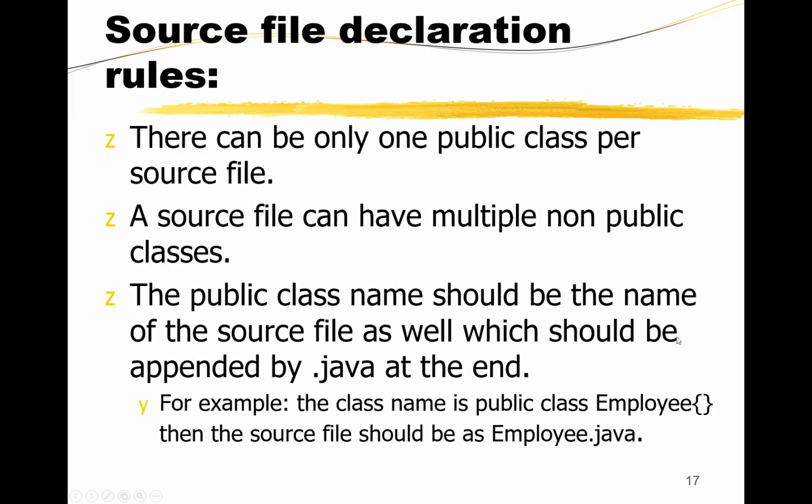For example, if you have a class called employee, if it is a public class employee, then this has to be declared inside employee.java. The class name and the file name should be the same for public classes. Therefore, you can have only one public class per file because the file name and the class name should be the same.